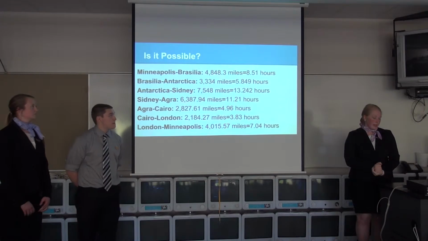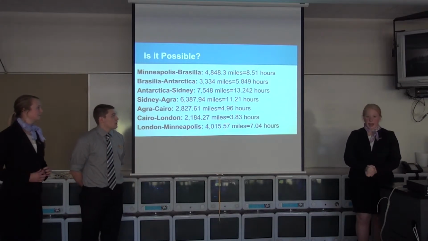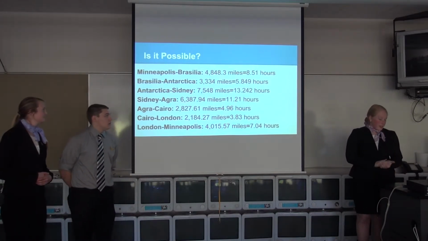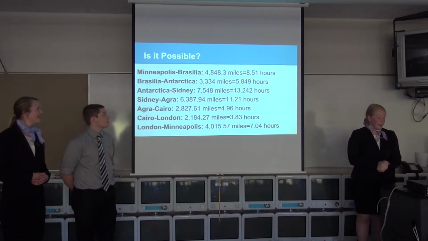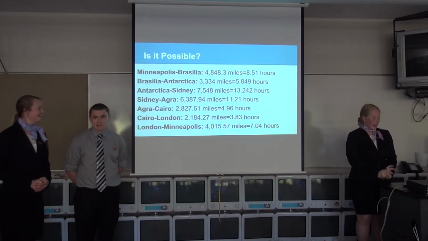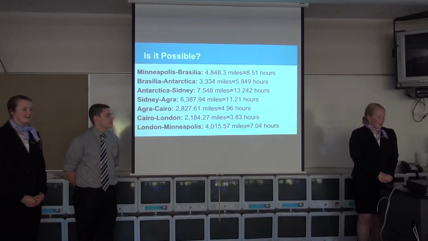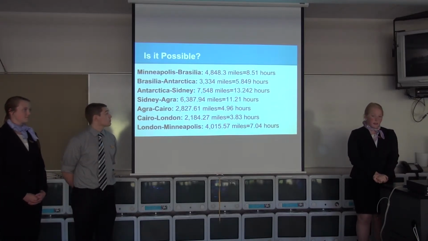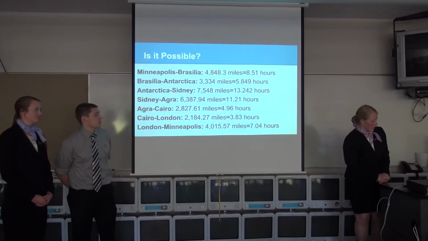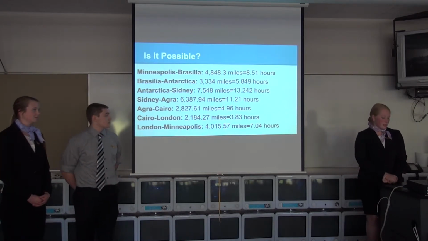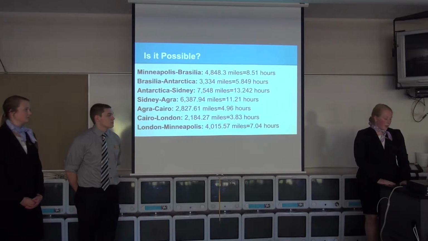Antarctica to Sydney was 7,500 miles at about 13 hours. Sydney to Agra was about 6,000 miles at 11.2 hours. Agra to Cairo was 2,800 miles at about 5 hours. Cairo to London was about 2,000 miles and 3.8 hours, and finally London back to Minneapolis was about 4,000 miles and 7 hours.